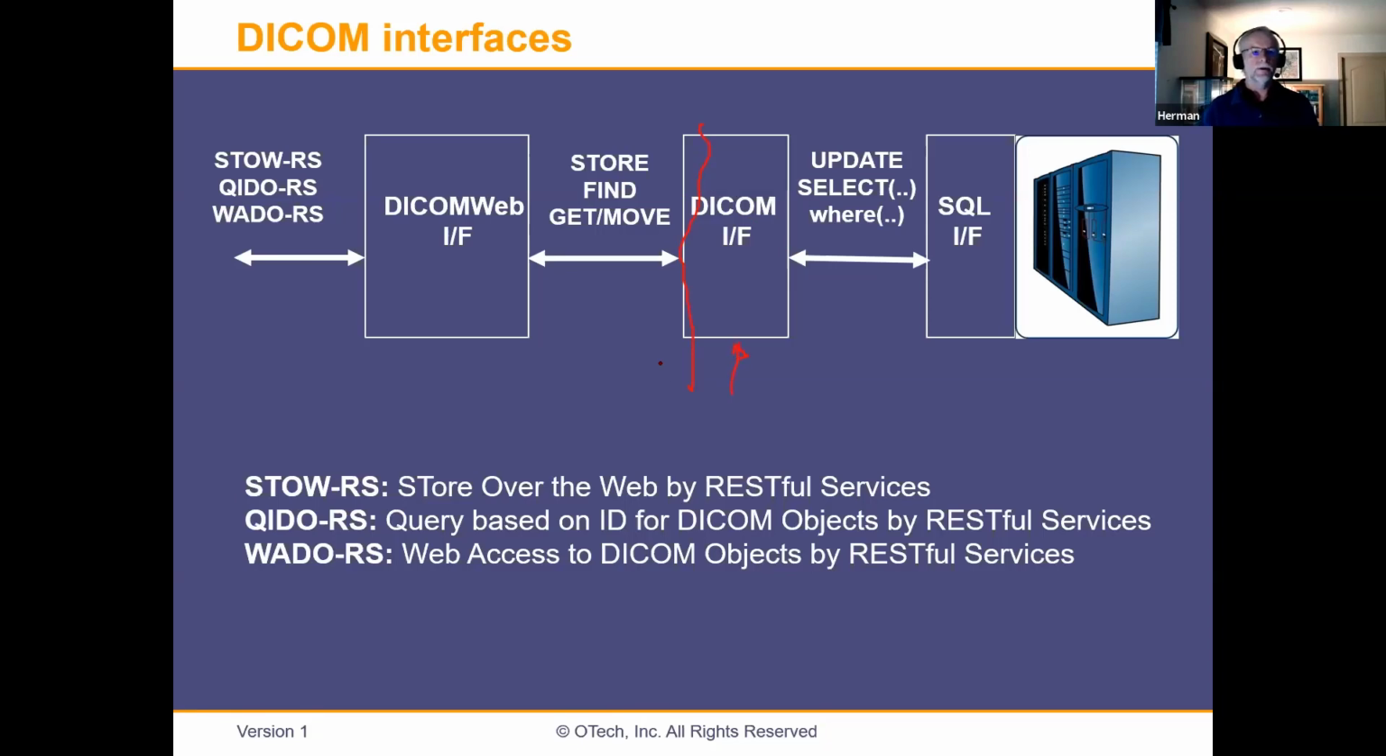How do we do a DICOM interface? Well, we do the DICOM commands, STOW, QIDO, WADO, and basically we'll transfer it to the store, find, get, and move. So relatively simple. You can actually develop a layer on top of the existing DICOM interface if you like to. Okay.